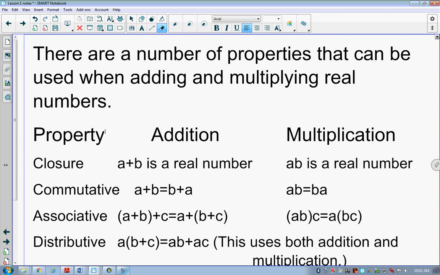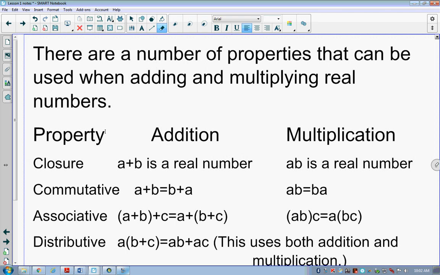A times b is going to be a real number, so long as a and b are real numbers. Commutative property, you're probably familiar with the commutative property. It just means that whenever it's all addition, I'm able to move those numbers around in any order. So a plus b comes out as the same thing as b plus a, and it works the same with multiplication. So long as it's all multiplication, I can change the order.